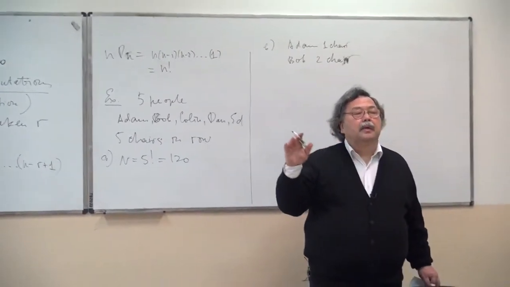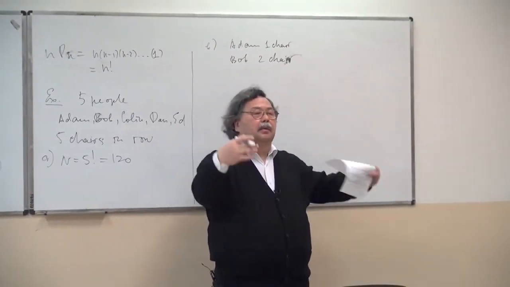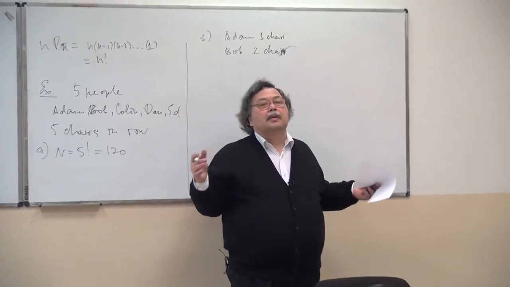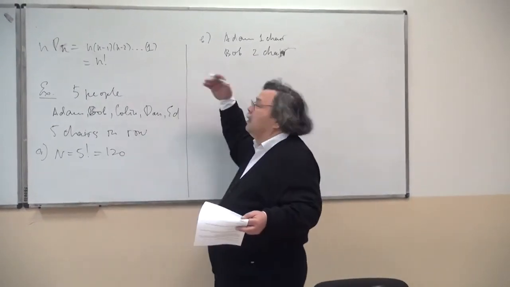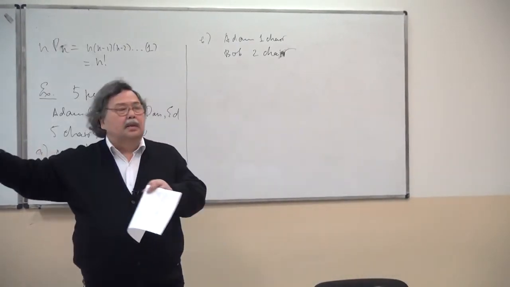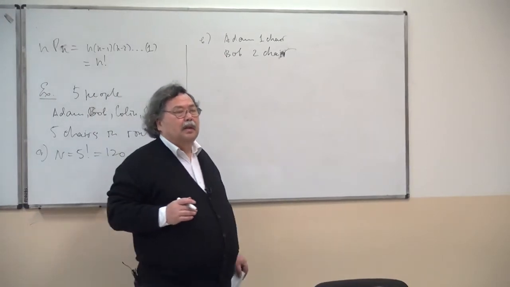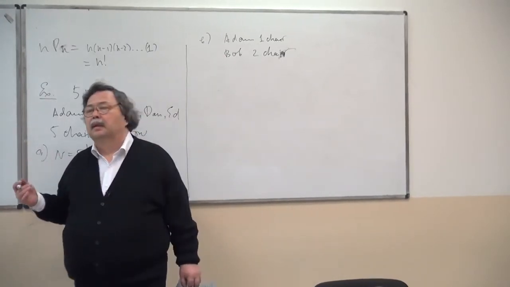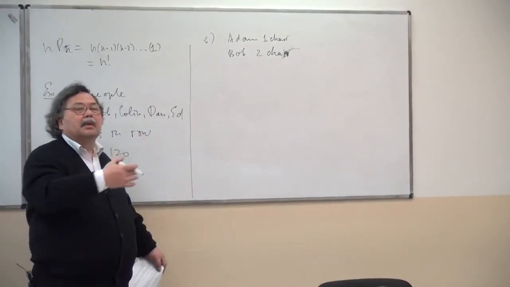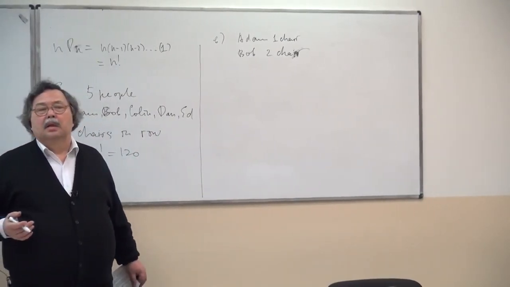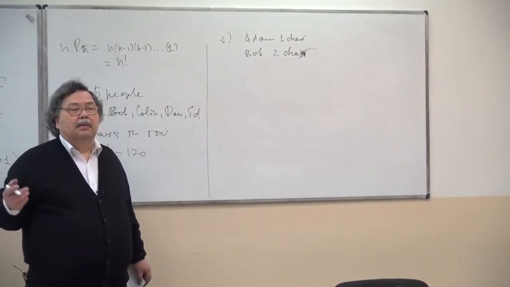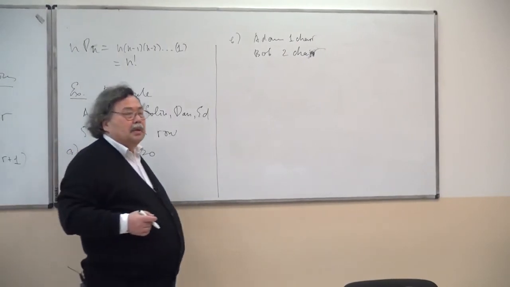So again, 5 people sit on 5 chairs, and now the arrangement is not exactly random. We know that Adam takes the first chair and Bob takes the second chair, but the rest of this arrangement is still random. In how many ways can this be done? What remains is 3 people sitting on 3 chairs. So the answer is 3 factorial, which is 6.